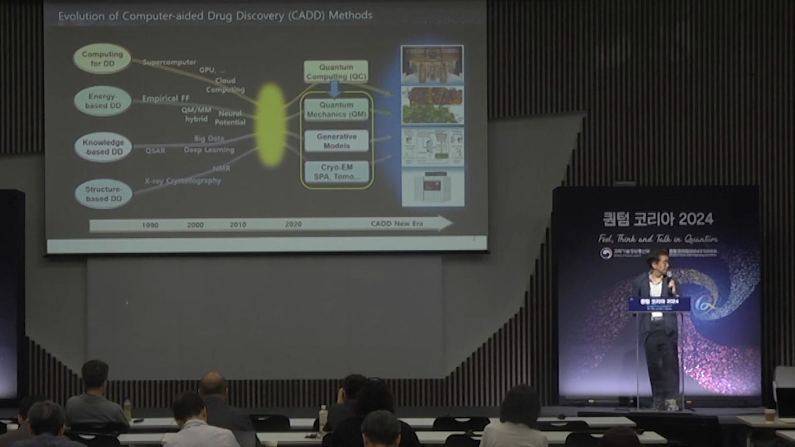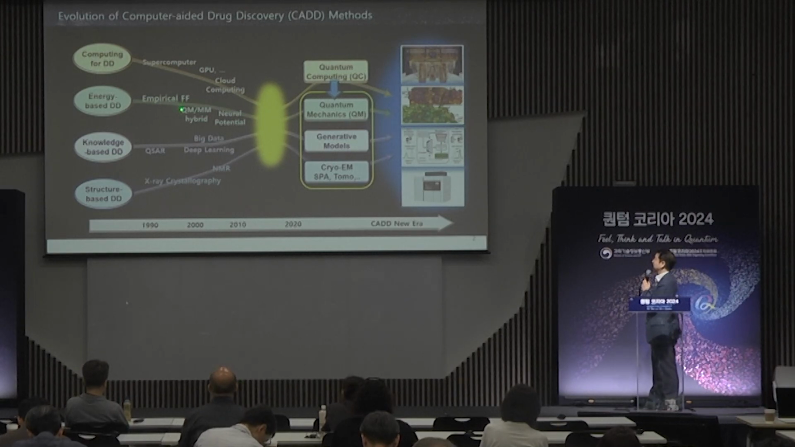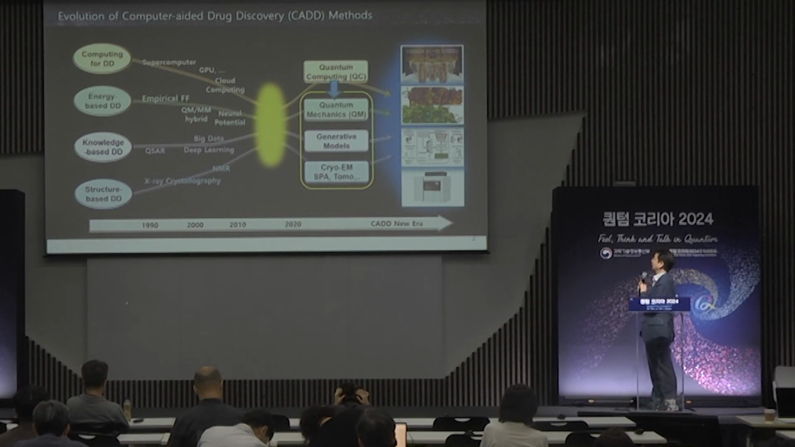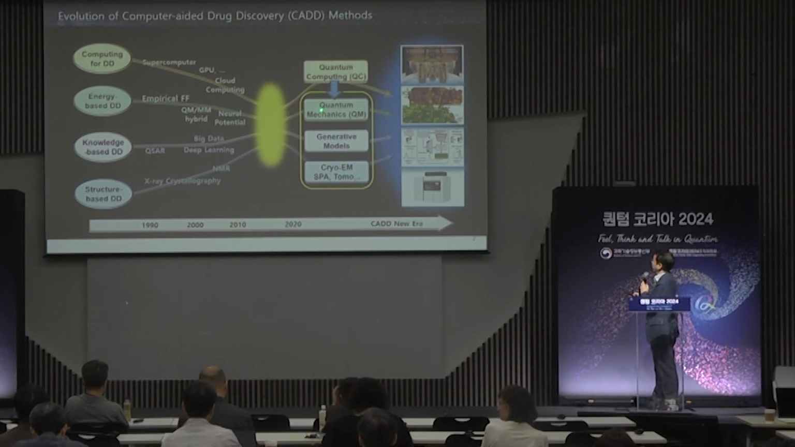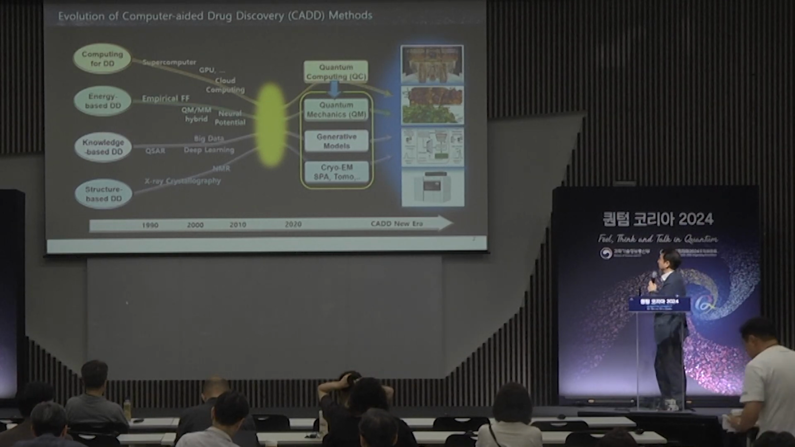In the case of energy calculation, for 50 years we mainly used the empirical force field, now moved to quantum mechanics, and also people developed neural net potentials using neural networks with many potential energy surface data. But now we should use quantum mechanics. I'll explain later. And for knowledge-based drug discovery, there is big data and deep learning, but the generative model is quite popular.